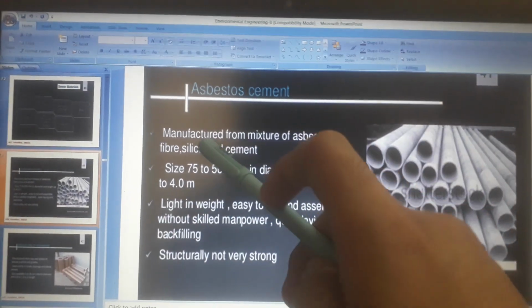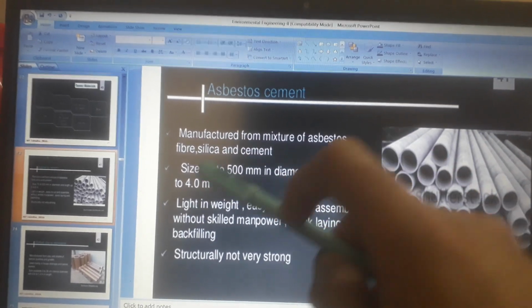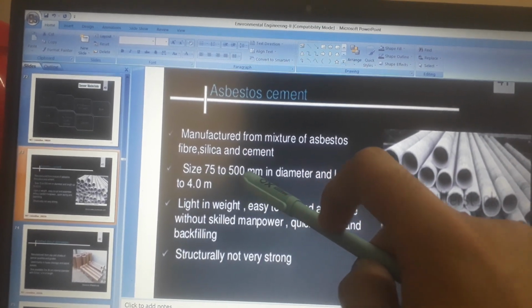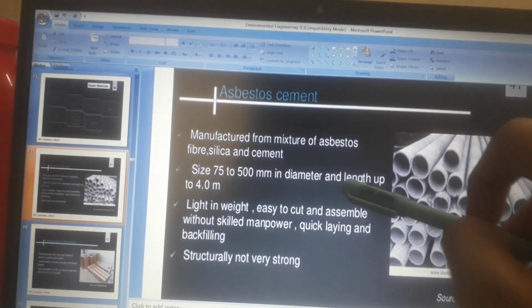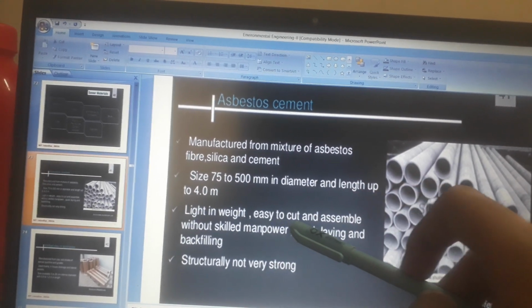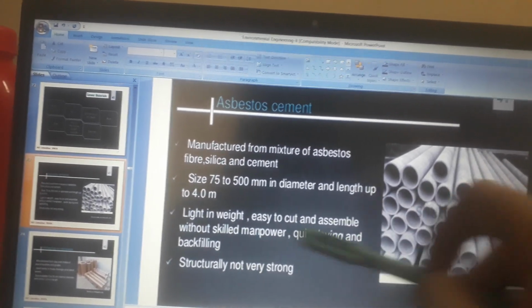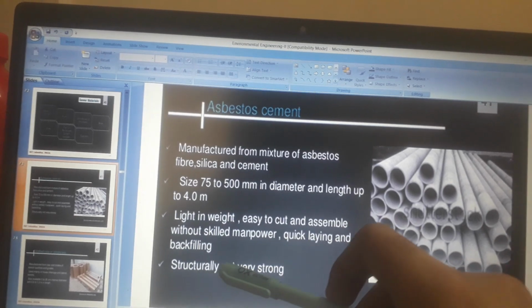Asbestos cement, manufactured from a mixture of asbestos fiber, silica and cement. Size 75 to 500 mm in diameter and length up to 4.0 meters. Light in weight, easy to cut and assemble without skilled manpower, quick laying and backfilling. Structurally not very strong.